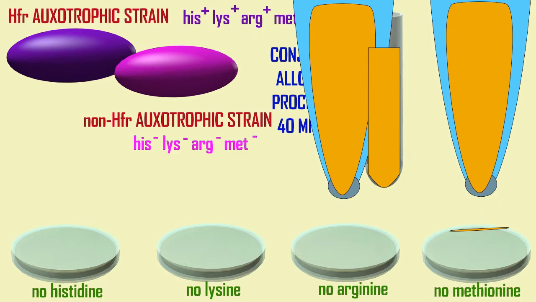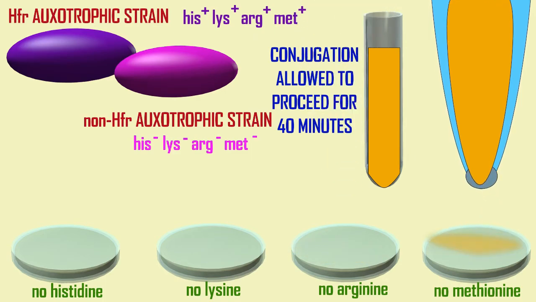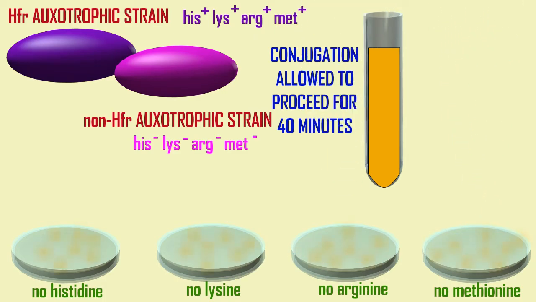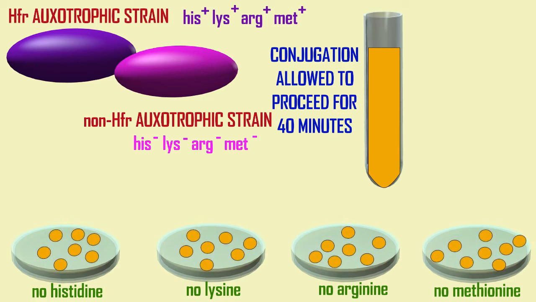Based on this, and keeping in mind that Hfr plasmids insert into a specific site in the genome, how would you map the position of these 4 genes on the bacterial chromosome?